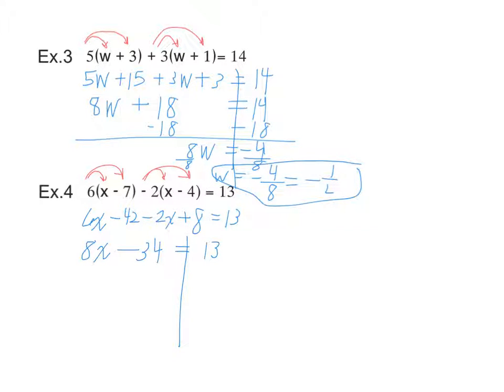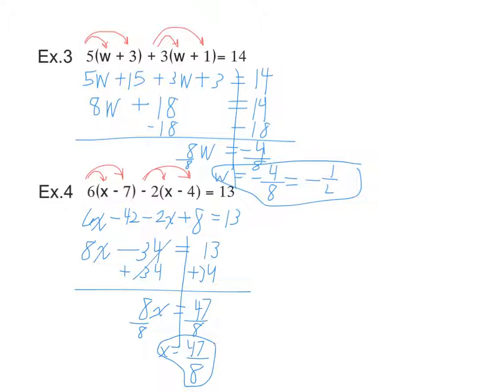Now to undo. Add 34 to both sides. And then divide by 8. Since 47 isn't divisible by 8, I'll just leave it as a fraction, 47/8.